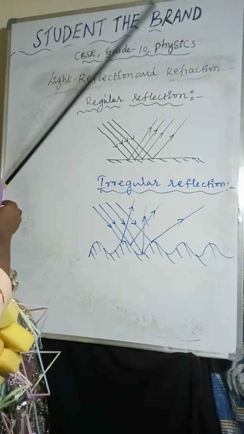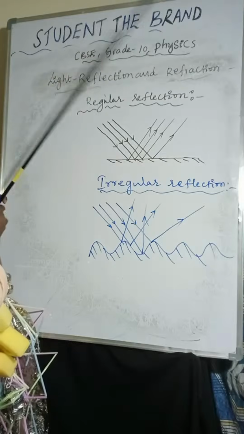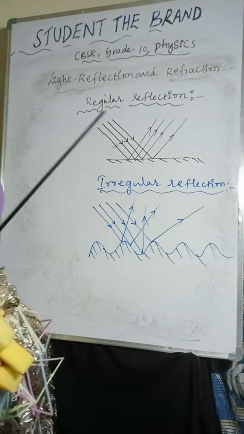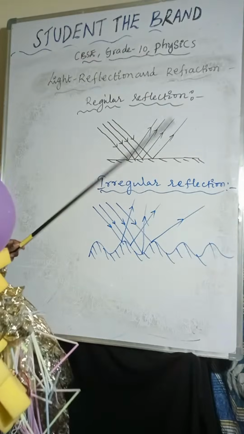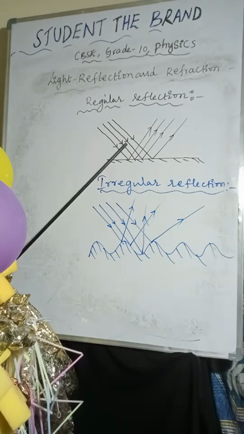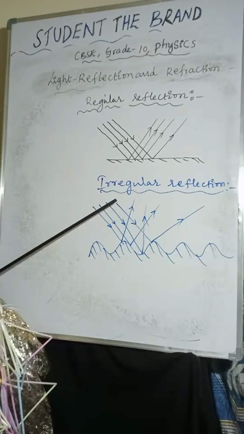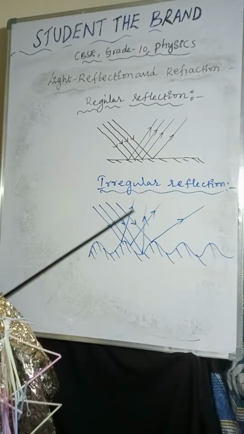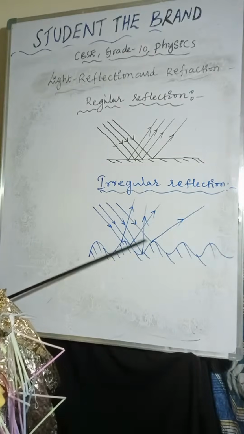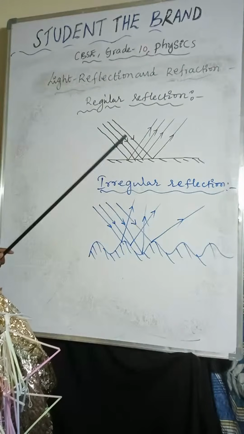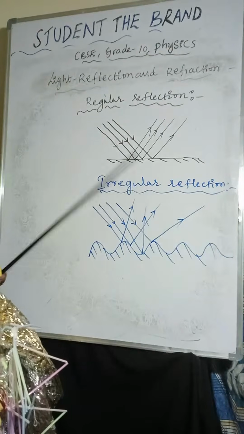So this type of reflection is called irregular reflection. In regular reflection, the incident light rays are parallel, and the reflected light rays are also parallel to each other. Whereas in irregular reflection, the incident light rays are parallel, but the reflected light rays are not parallel to each other. So this is regular reflection and irregular reflection.